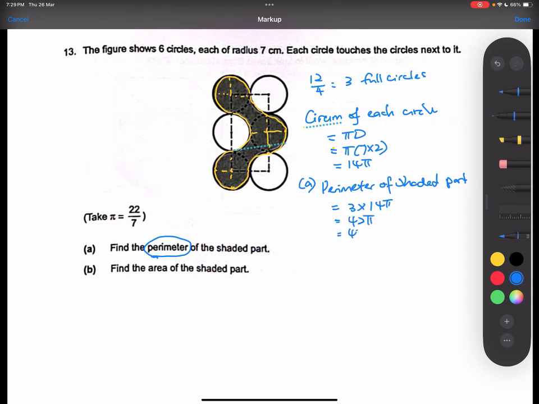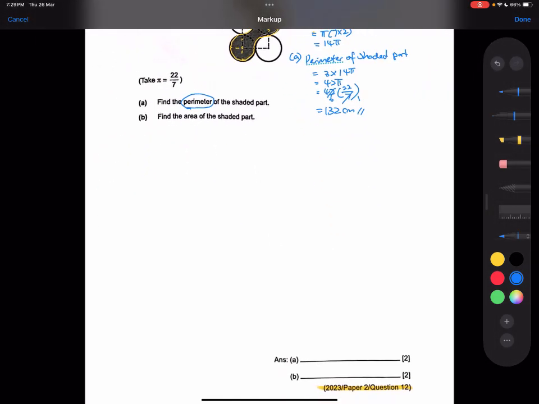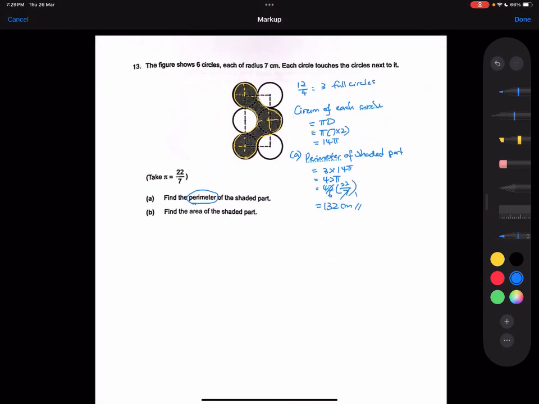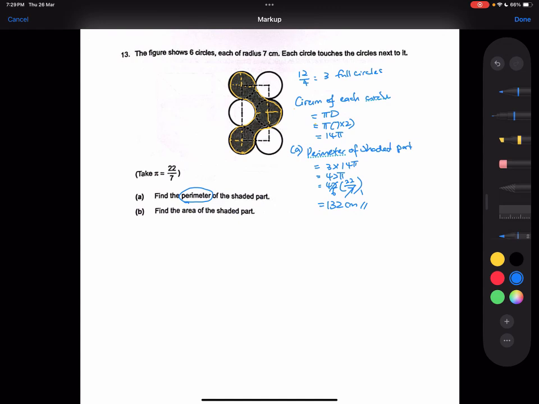Now let's solve for 42 times 22 over 7, which gives 132 centimeter. Okay, this is your answer for part A, 132 centimeter. Now let's go to part B.